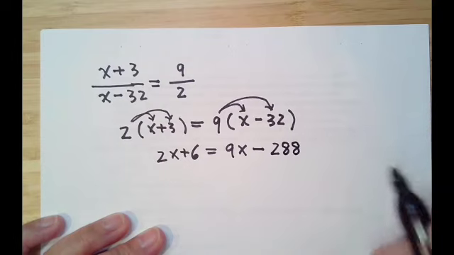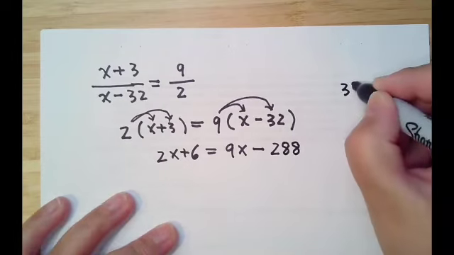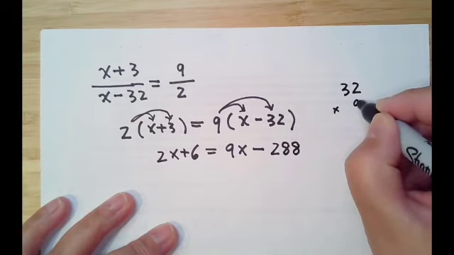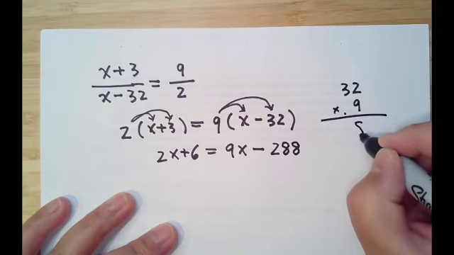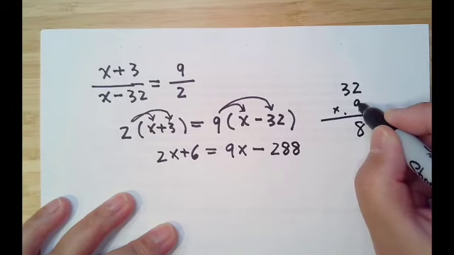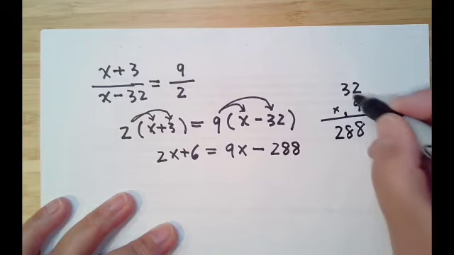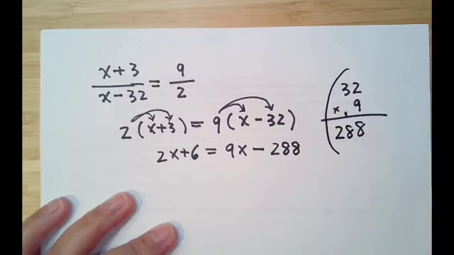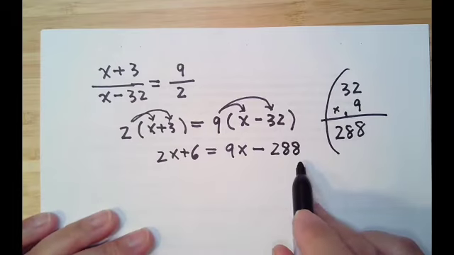288. Okay. You can either do this, 32 times 9, 2 times 9, that's 18, 3 times 9, 27, and then plus this 1, I get 28. Okay. Or you can use a calculator. Alright, so we have this. Phew. What are we going to do next?